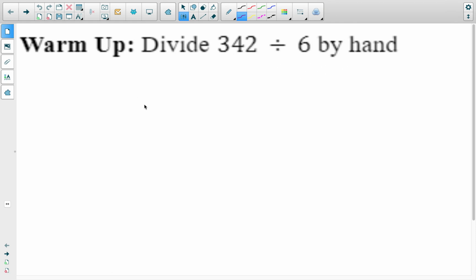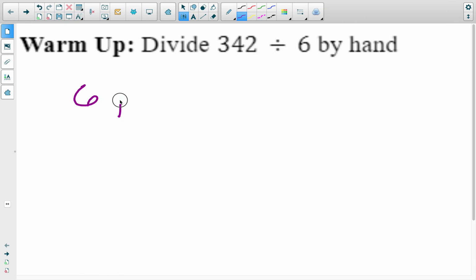Okay, so most of us these days just get a calculator and type this in, right? But algebraically, it matches up with the way that we divide numbers without a calculator. Okay, that's why I want to use this method.